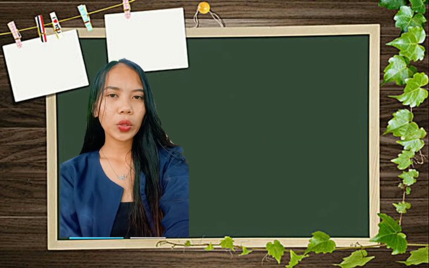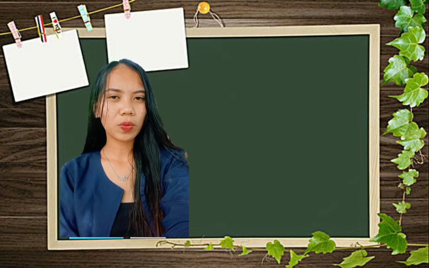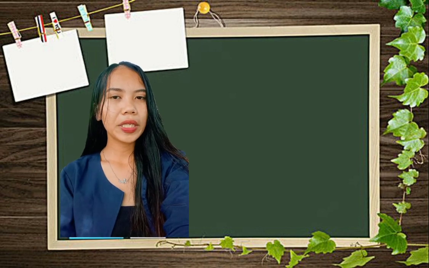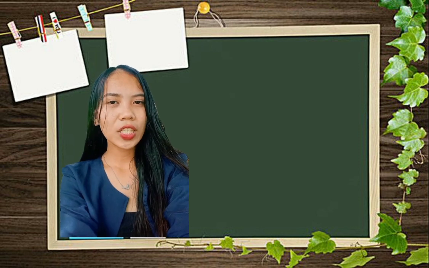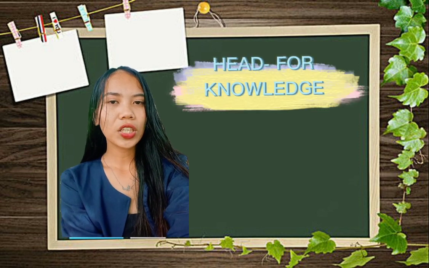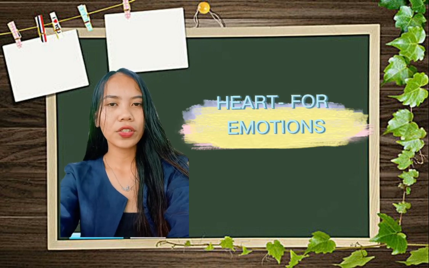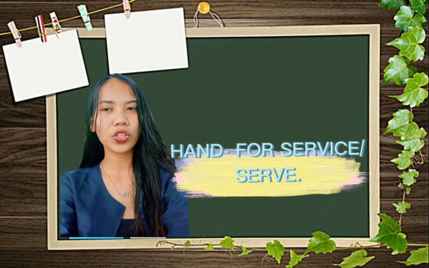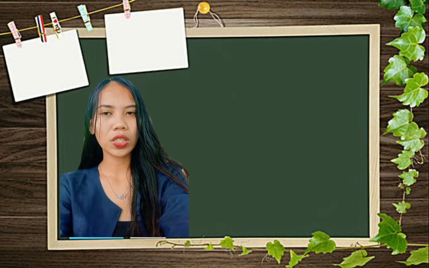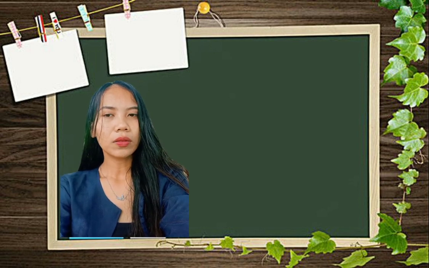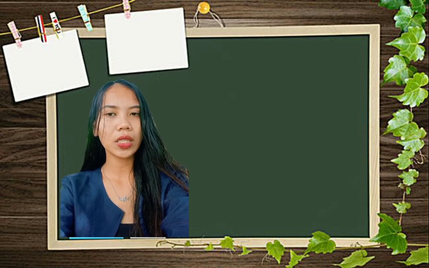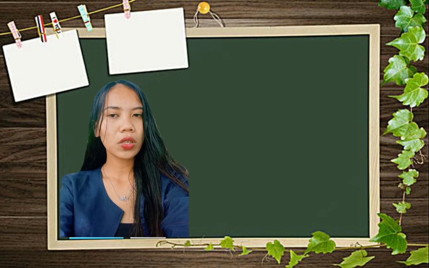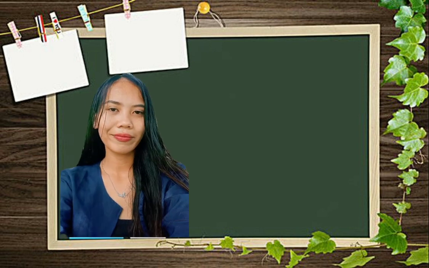So, let me define what is human, what is resource, and what is management. So, first, human. Human refers to the skilled workforce in an organization. So we as humans, we have our head for the knowledge, a heart for the emotion, and a hand to serve. When we talk about resource, it is of limited availability or scarce. And lastly, management refers to how to optimize and make best use of such limited or scarce resources so as to meet the organization's goals and objectives.